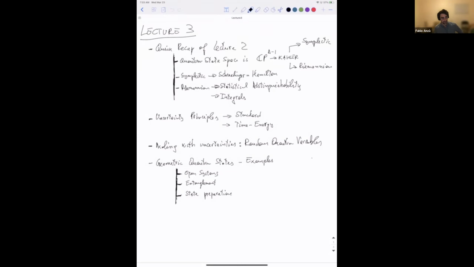All right, let's go with a quick recap of lecture 2. In lectures 1 and 2 together, we looked at the quantum state space. We realized that the Hilbert space is a redundant description of the state space of quantum systems. By getting rid of this redundancy, one completely identifies the quantum state space, which is a complex projective space of dimension d-1, where d is the dimension of the Hilbert space.